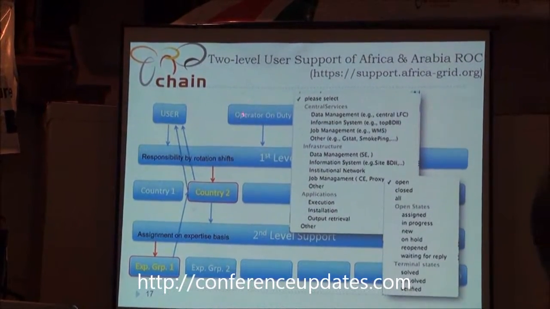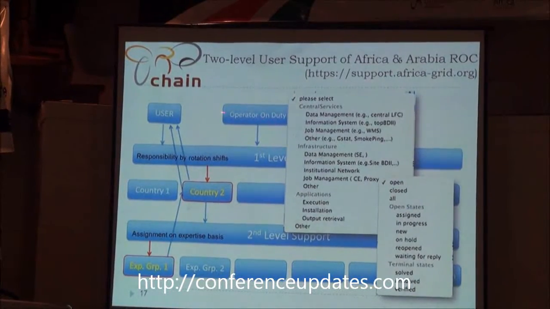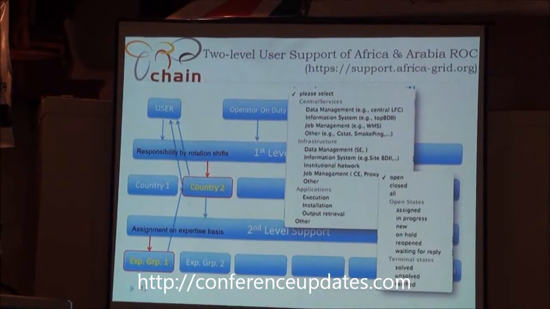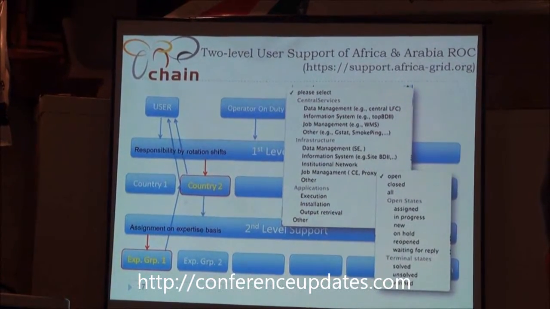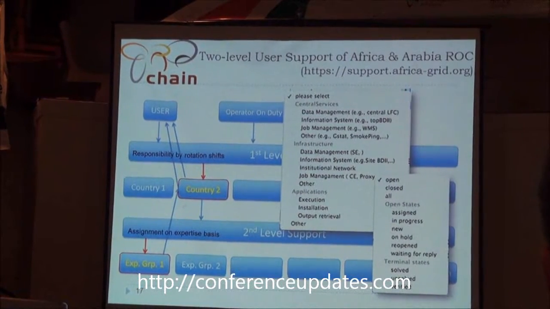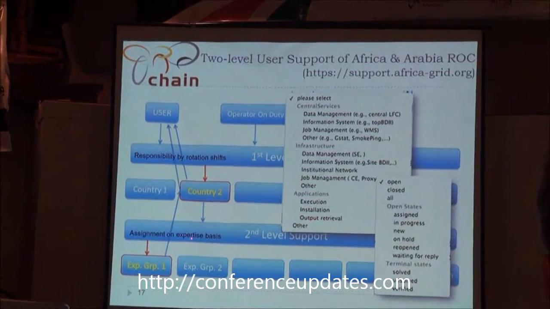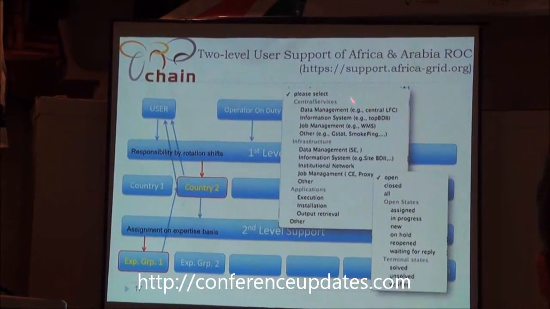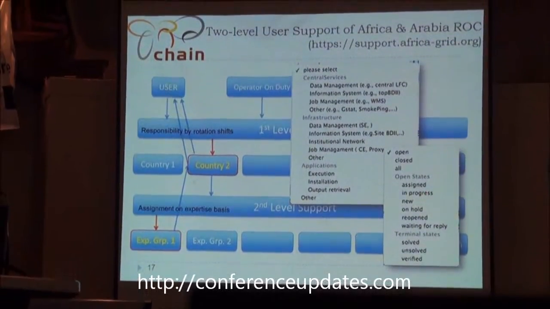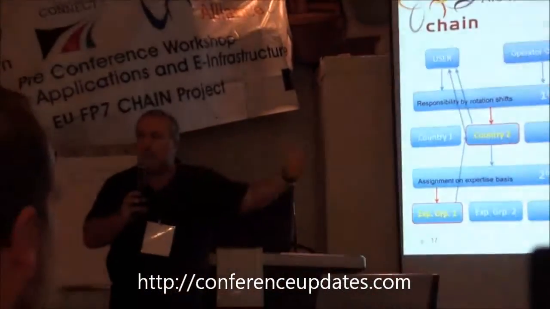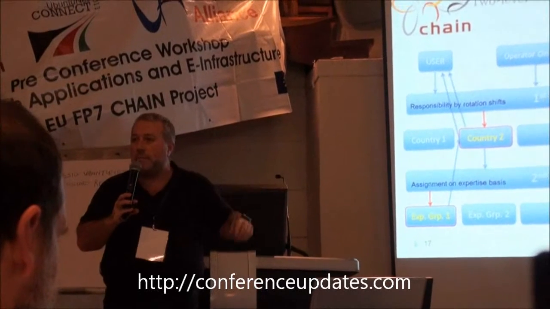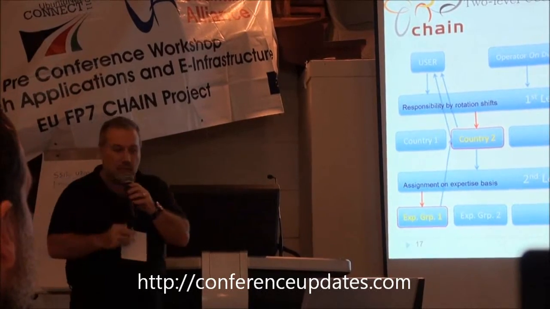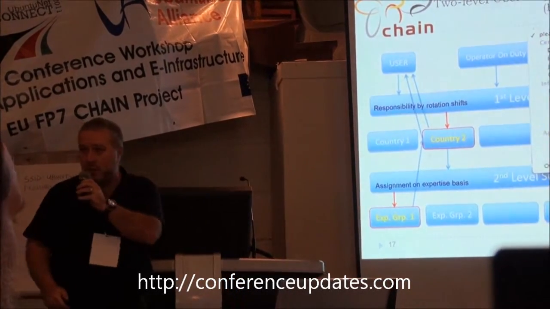So everybody, an operator, a site manager on duty, or a simple user can open a ticket. The ticket can be redirected to the expert of the country. If it cannot be taken by the expert of the country, it's escalated to the second level, and then you can get support. And here you have all the supporting areas and the ticket statuses. So you, being part of the Africa Rock, can become a member of this user support, a partner of this user support, and get supported from the very beginning to the end, and also during the operation of your sites.